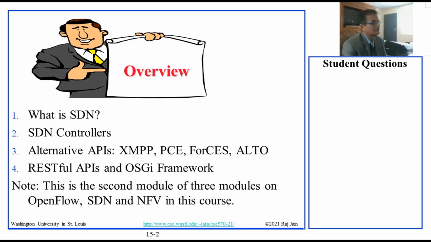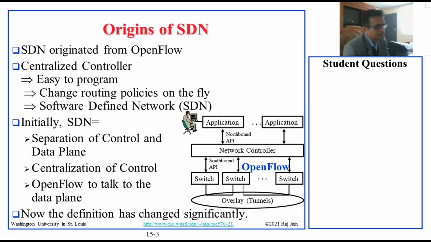So origins of SDN. SDN originated with OpenFlow. And basically, we already had a class on OpenFlow, and you know that OpenFlow means centralized controller. And as soon as the centralized controller came in, people said, wow, we can control the whole network from one single place, and therefore we can choose. So initially, SDN was defined as just similar to OpenFlow, which means you separate the control and the data plane, centralize the control plane, and you use OpenFlow to talk to the data plane.